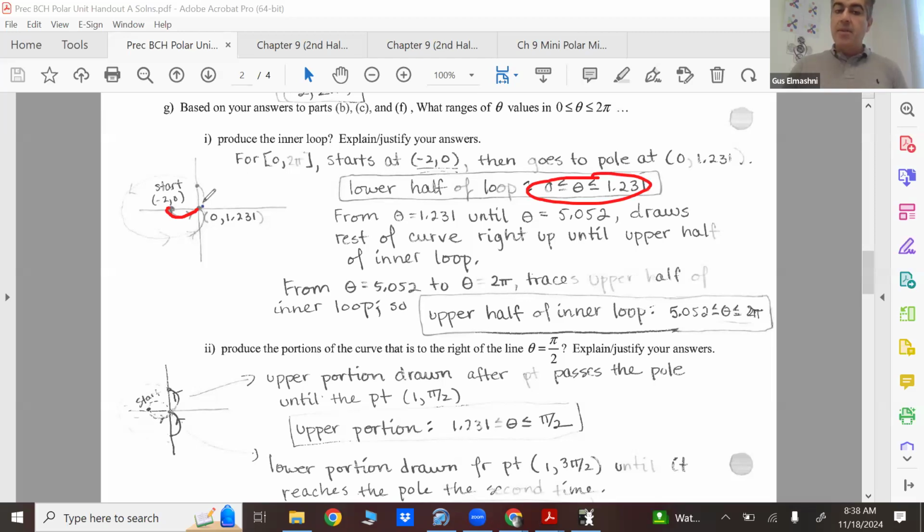So now we're doing not the inner loop, but the outer loop, right? And when do we start doing the inner loop again? When we're back at 5.052 exactly. Does that make sense, how you have to think of it? So you really have to understand the process by which it's graphed, but you get the graphing calculator to help you.